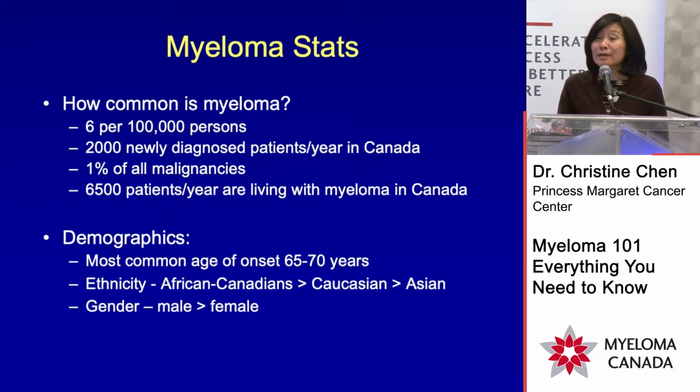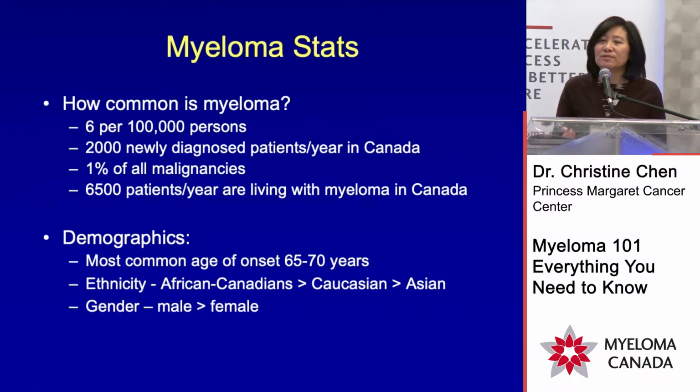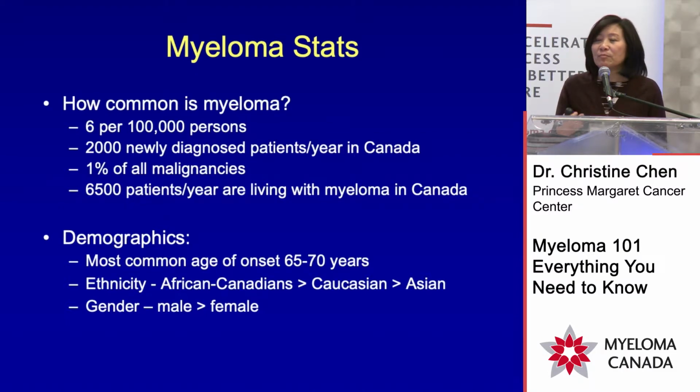How common is myeloma? It's not common. It is considered the second most common hematologic malignancy after non-Hodgkin's lymphoma, but it still only accounts for 1% of all cancers. It hits 6 per 100,000 persons, so that means about 2,000 people are diagnosed every year in Canada. However, people live years with myeloma potentially, so that means there are more people who are actually living with the disease, and that accounts for about 6,500 patients every year in Canada.